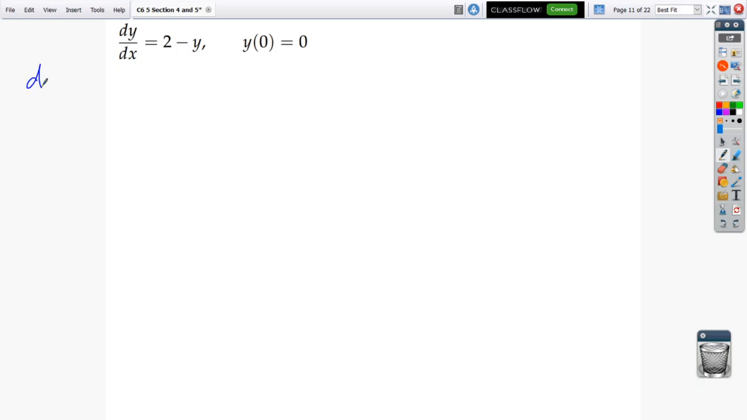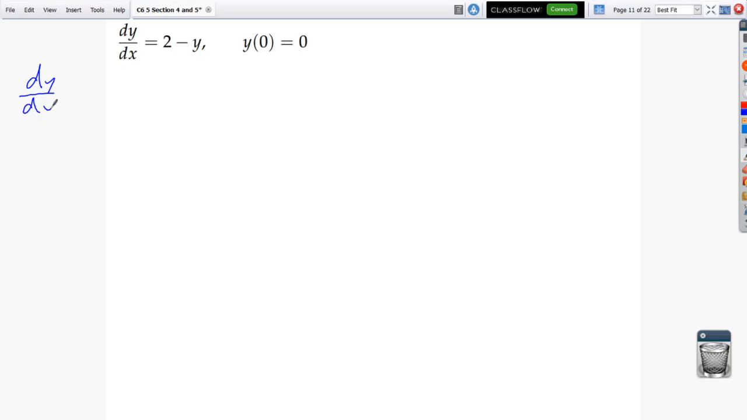Now here again, we have dy dx is equal to 2 minus y. I put this one up here for the simple fact that a lot of people, when they try to do this, they try to add y to both sides. I want to really be clear here. You should not be using addition or subtraction for separating your variables. You should only be using multiplication and division to get them variables separated.